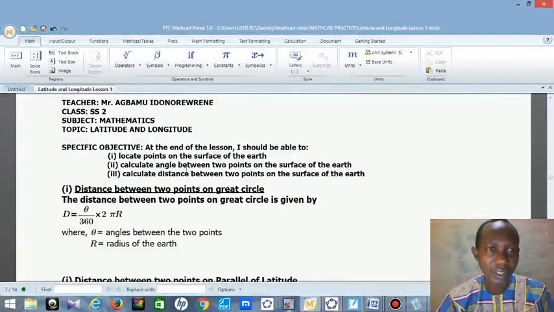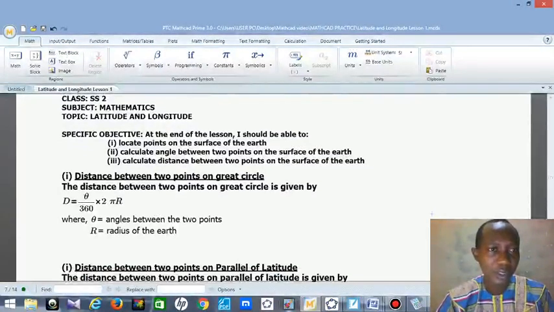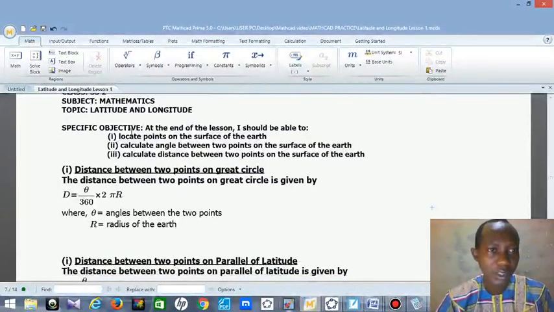Since you know how to calculate the angle between 2 points, you know how to locate a point on the surface of the earth. Then how do you get the distance now between 2 points? And remember this topic, latitude and longitude, when we are talking of 2 points, we are talking about the 2 points we are looking for the distance. They are either standing on a latitude or they are standing on a longitude. So take note of that.